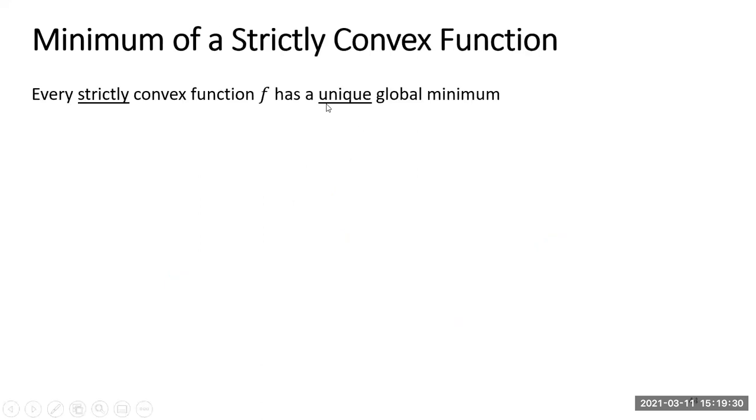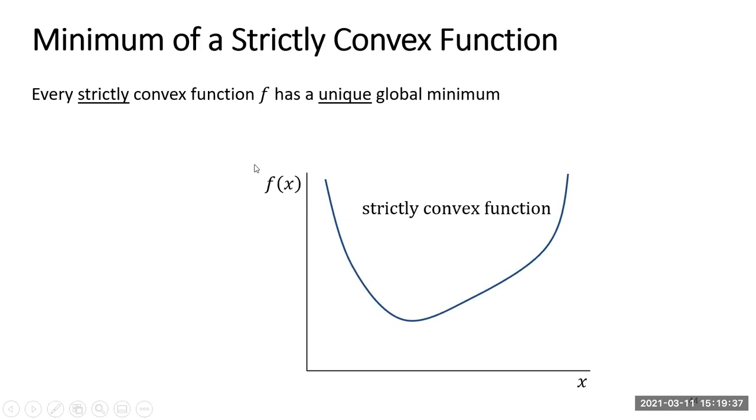Now, for a strictly convex function, every strictly convex function f has a unique global minimum. This is a strictly convex function, and it has a unique global minimum.